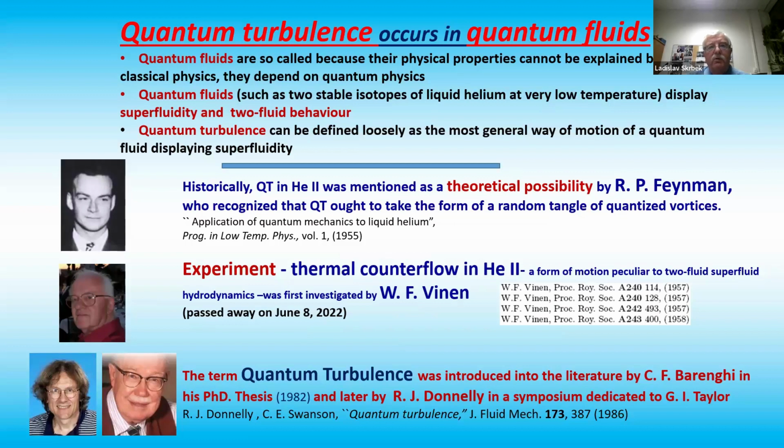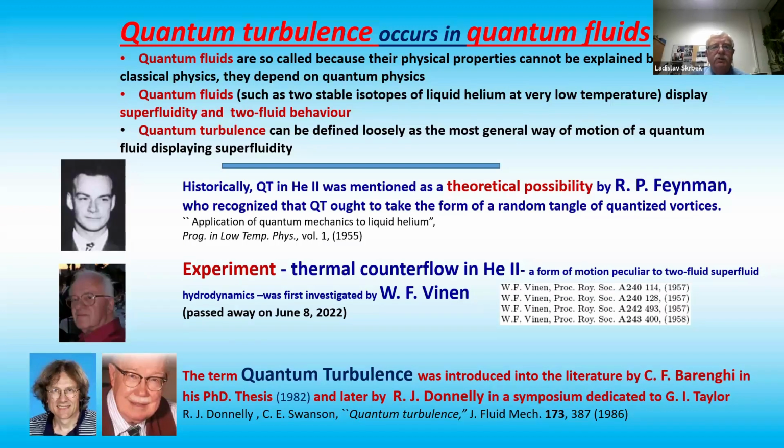I'm going to talk about quantum turbulence. Of course, quantum turbulence occurs in quantum fluids. As we all know, quantum fluids are so called because their physical properties cannot be explained by classical physics, but by quantum physics. Typical examples are isotopes of liquid helium at very low temperatures, but there are also other quantum fluids. And quantum turbulence can be defined loosely as the most general way of motion of a quantum fluid describing superfluidity.